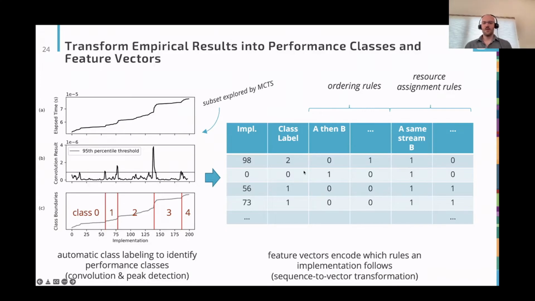And then we'll associate each of those implementations not just with a performance class, but with a feature vector. This feature vector could be called a sequence to vector transformation, but basically each entry in the feature vector is going to be 1 if a particular design rule is followed, and 0 if a particular design rule was not followed. Those design rules are either ordering rules, which say an operation happened before a different operation, or resource assignment rules, which say 2 operations were assigned to the same resource or not.